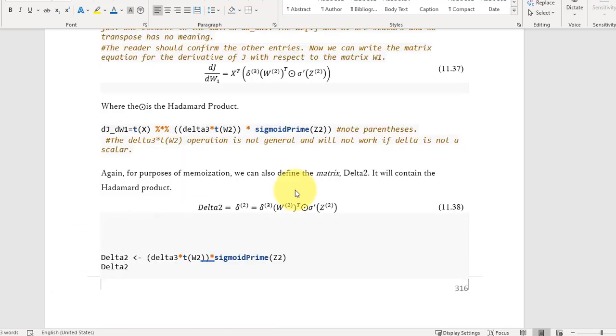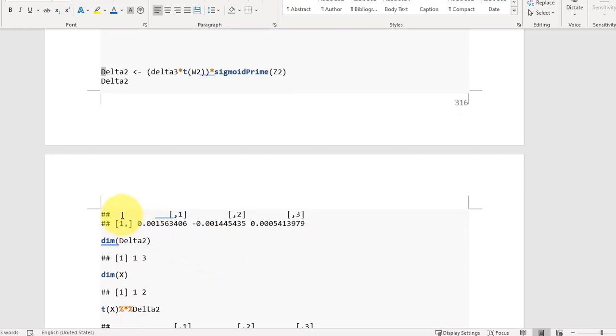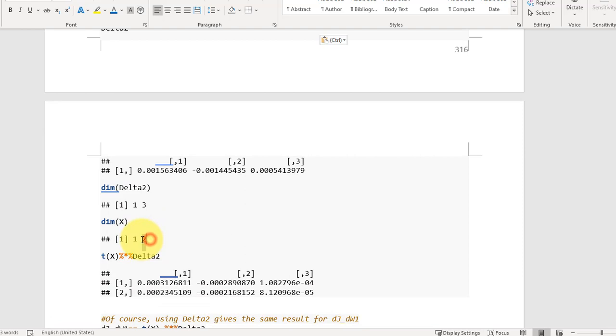And here we can define delta 2 like this. And in the R code, it will be like this. And again, hopefully this is a matrix. We are using capital D here. And if we check it out, it is a matrix. You can see it's a 1 by 3 matrix. The dimensions are 1 by 3. And the x, the dimensions are 1 by 2. So if we take the transpose of x times this, we get this as our delta 2 matrix.